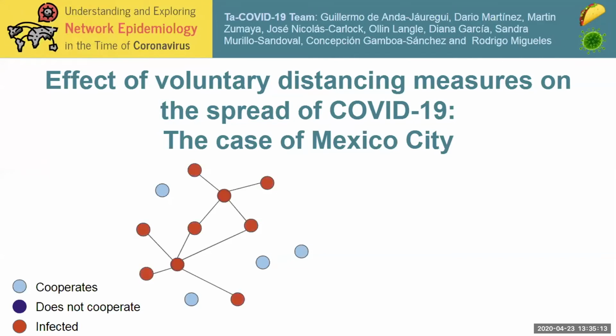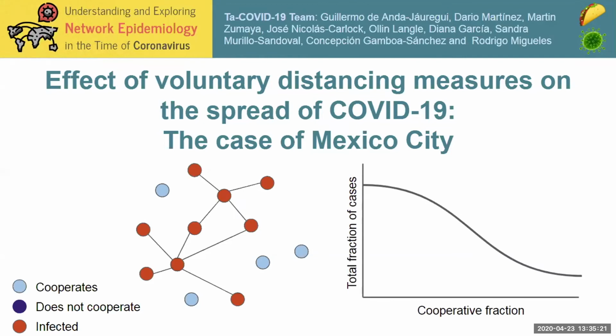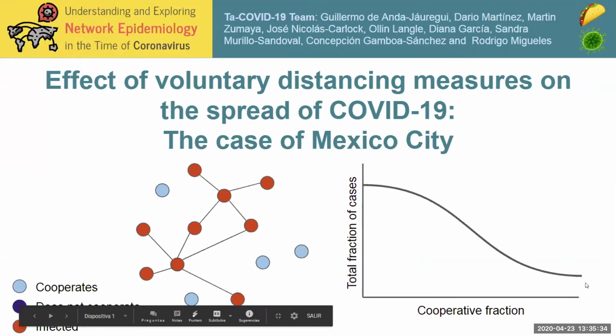So what happens when you have people who cannot abide by these indications is that the spreading can continue further and further. So we wanted to know what was the effect of the fraction of cooperative individuals in the total fraction of cases. As we would expect, if more people abide by the indications, the measures are hopefully going to be effective in reducing the number of cases.